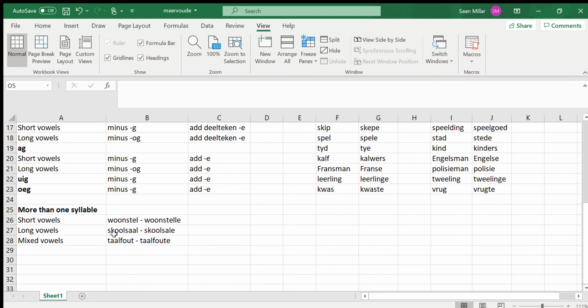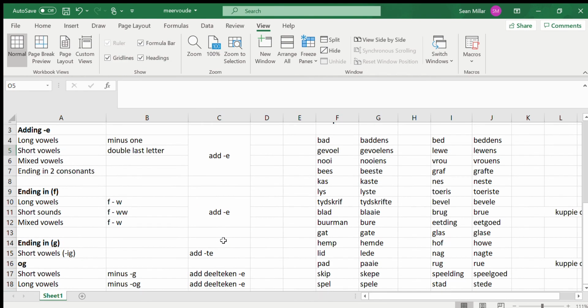Long vowels, multi-syllables, for example, sal. You look at the sal, which is the second syllable. You're obviously minusing one of the vowels and you add an E. Then mixed vowels, you simply add an E.